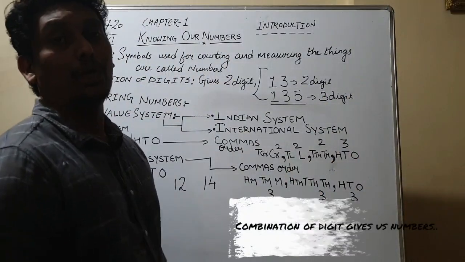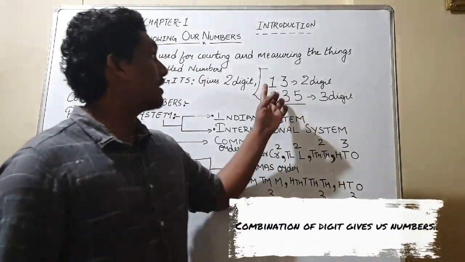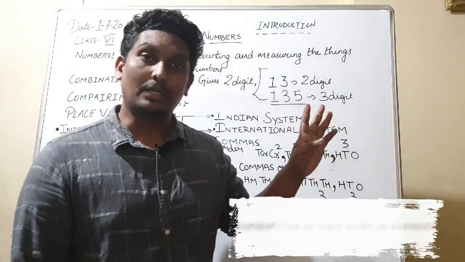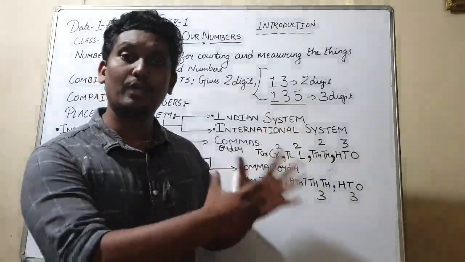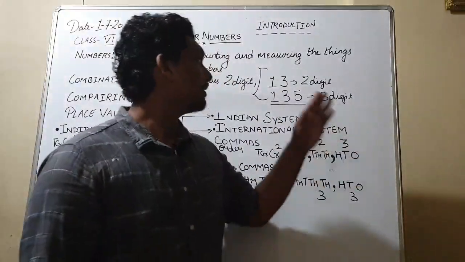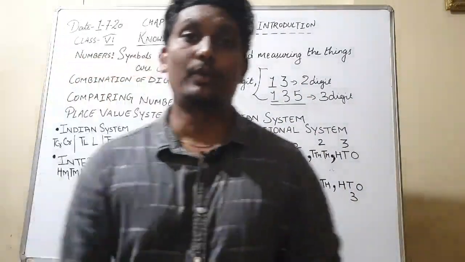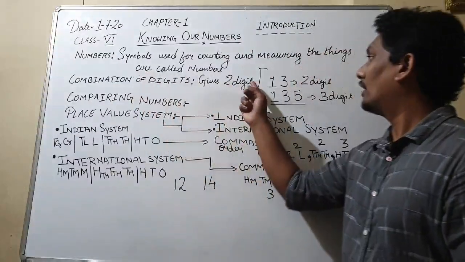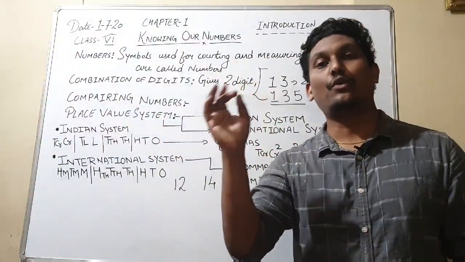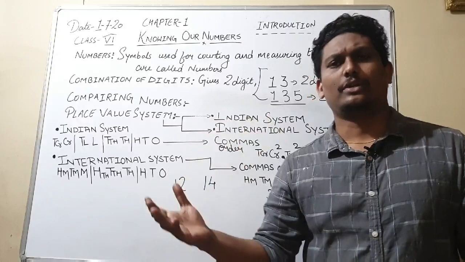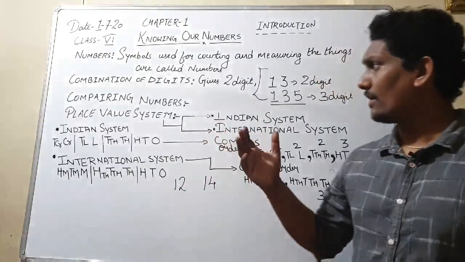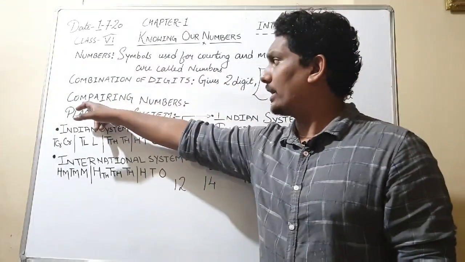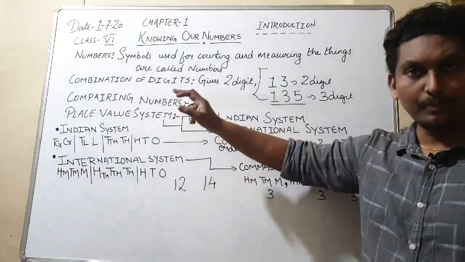Same way, if we combine 4 digits together we will get a 4 digit number, 5 digits, a 5 digit number. In this way we get 2 digit, 3 digit, 4 digit and 5 digit, etcetera, a lot of numbers. With the help of that we can compare the numbers also.